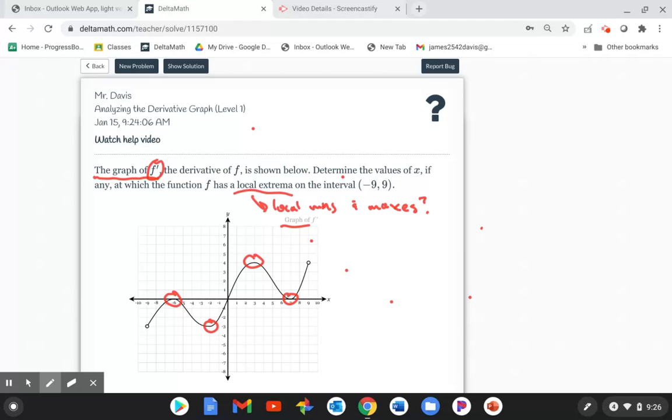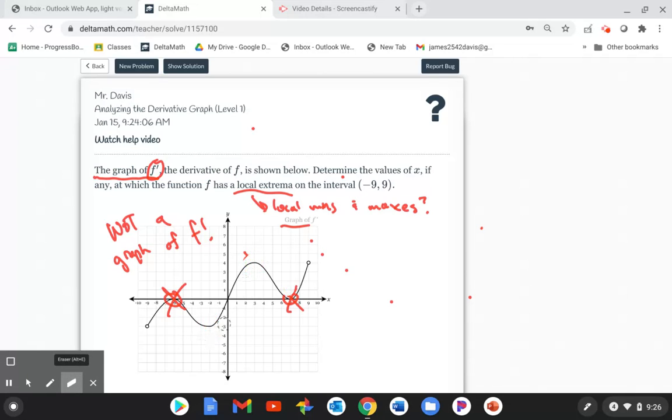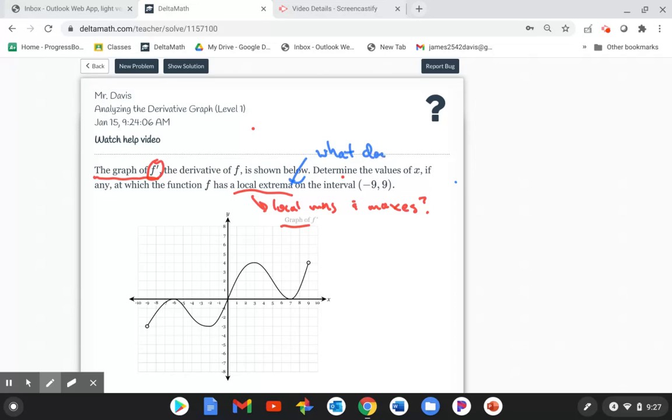However, this is wrong, because this is not a graph of the function, not a graph of f. If that were a graph of the function, those would be correct. However, it is not. So let's think in different terms now. If we're looking for local mins and maxes, what does this mean in terms of the derivative? This is the question you want to ask yourself: what does this mean for f prime?